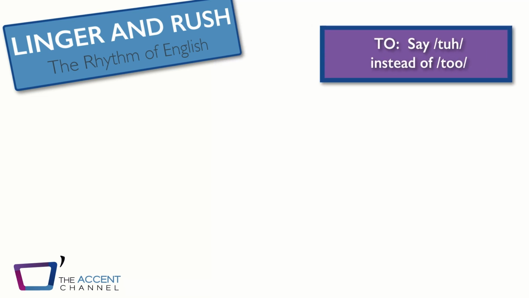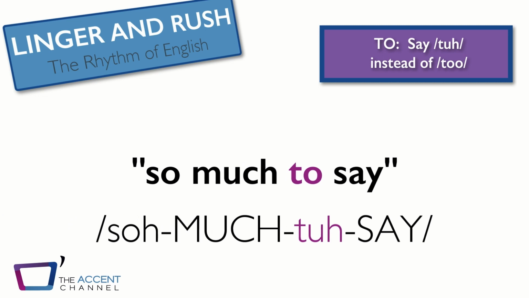list, the word to. So 99% of the time, you're going to pronounce to as t. You're going to say t instead of to. Let's try some examples. In this first sentence, if I say the word to, so much to say, that's equal stress. That's not what we want. We want to find the contrast between strong and weak, or the linger and rush. Now, because of where the word to appears in sentences and phrases, it's usually rushed.